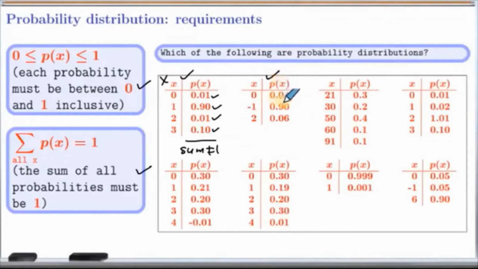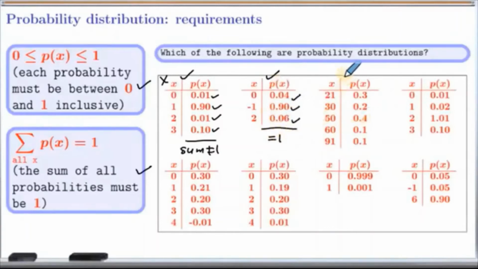So our first requirement is its probability must be between 0 and 1. So this value is between 0 and 1. Same with this one and same with this one. When we add all these probabilities, their sum is equal to 1. So therefore, this is a probability distribution.